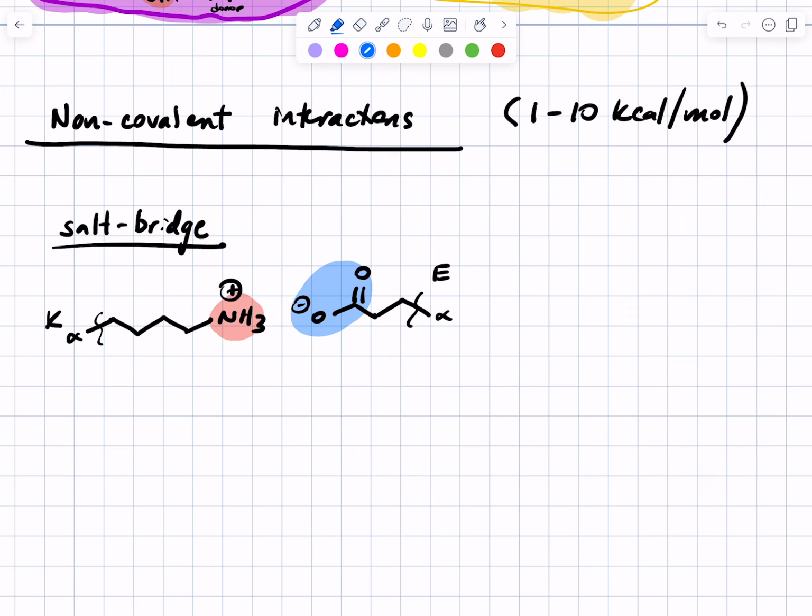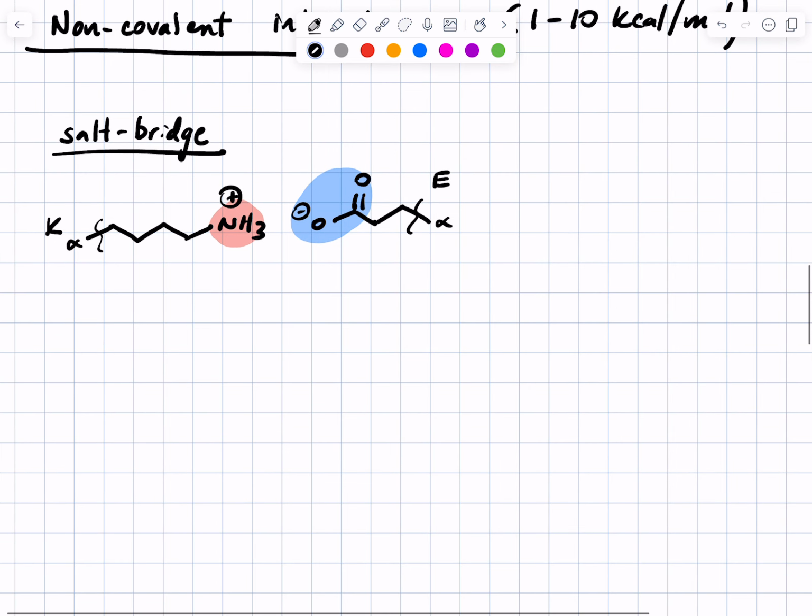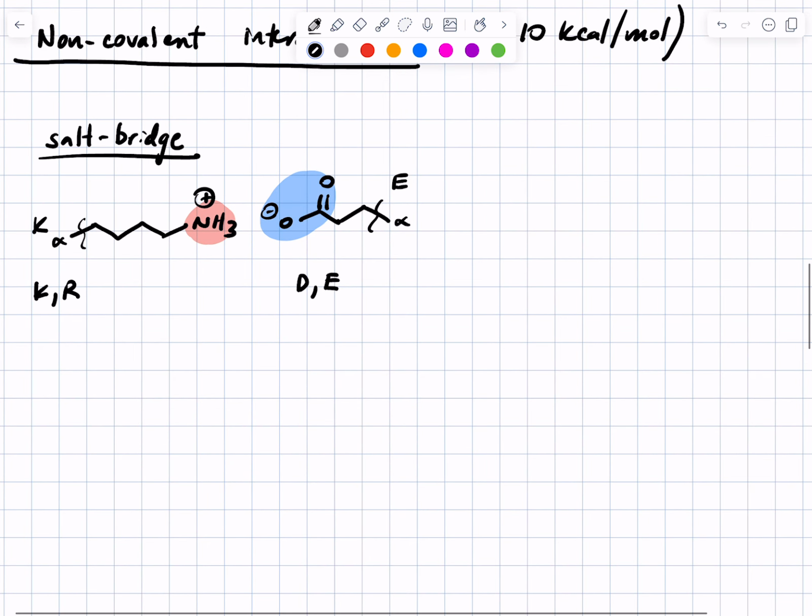These often show up. Any of the positively charged amino acids, say K or R, and any of the negatively charged amino acids, say D or E, can participate in salt bridges. So when you see a K or an E or an R or a D, you should be thinking, okay, there's going to be a charge, and that might interact with a complementary charge.